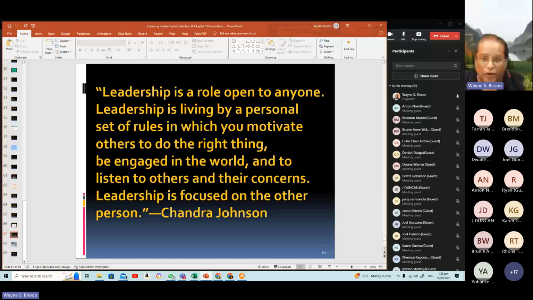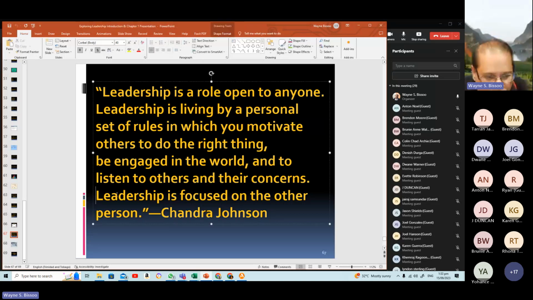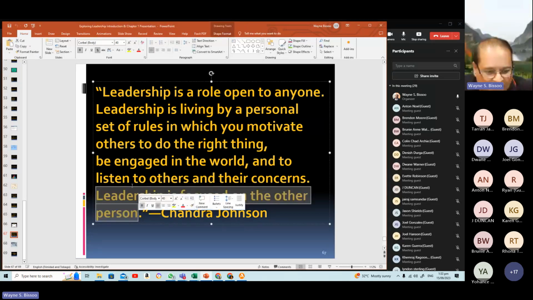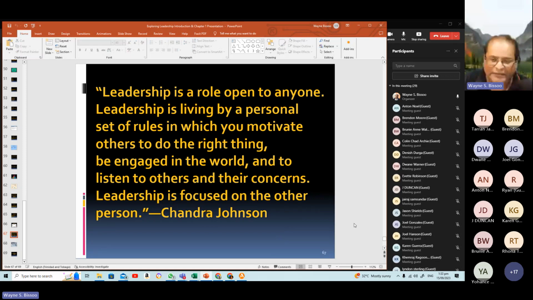Leadership is a role open to anyone. Leadership is living by a personal set of rules in which you motivate others to do the right thing, be engaged in the world, and listen to others and their concerns. Leadership is focused on the other person. And this is the part I like the most about this statement. Leadership is not about you, it's about the other person. And that's probably the most powerful element in this quotation that comes from us.